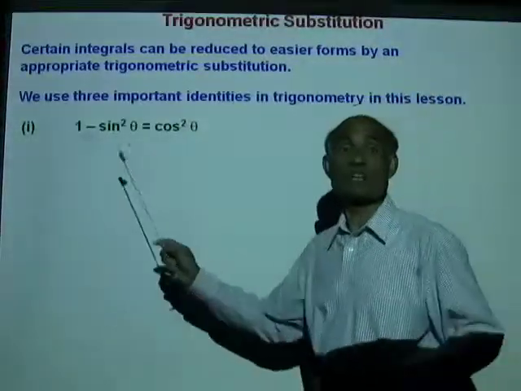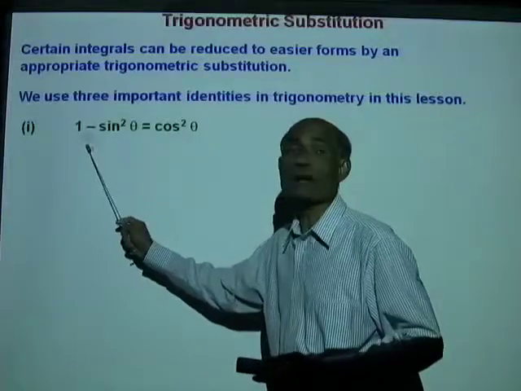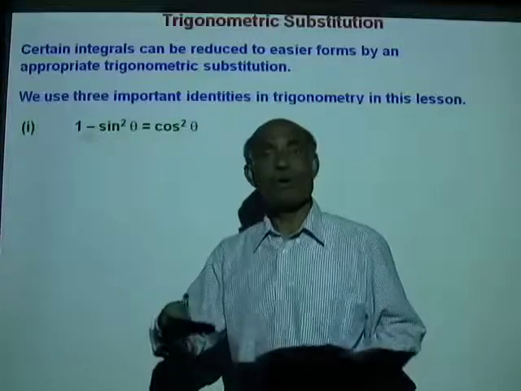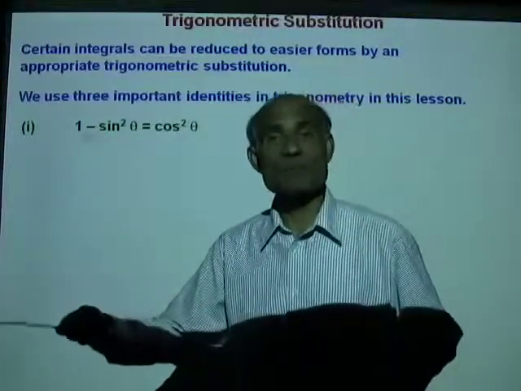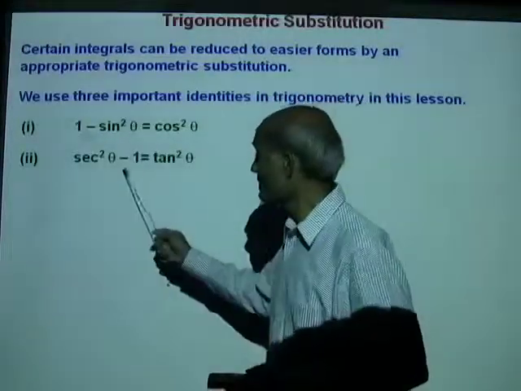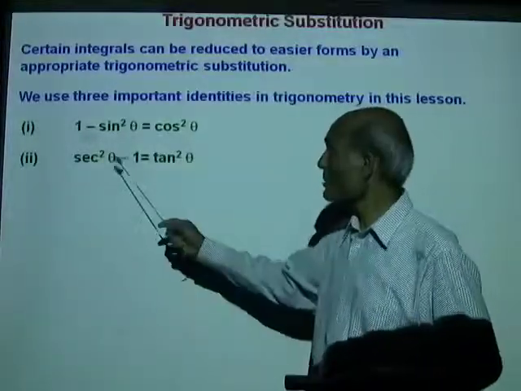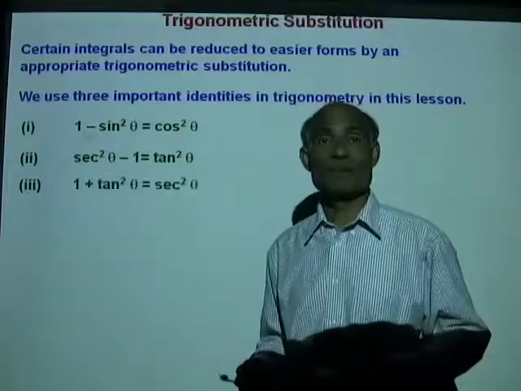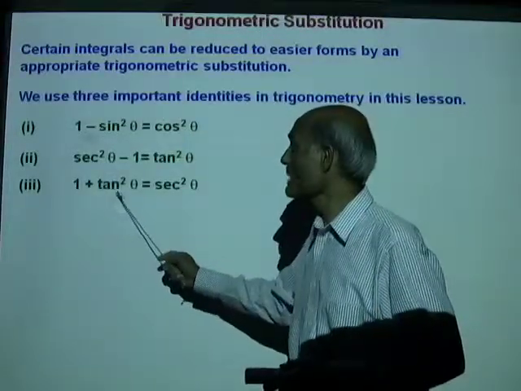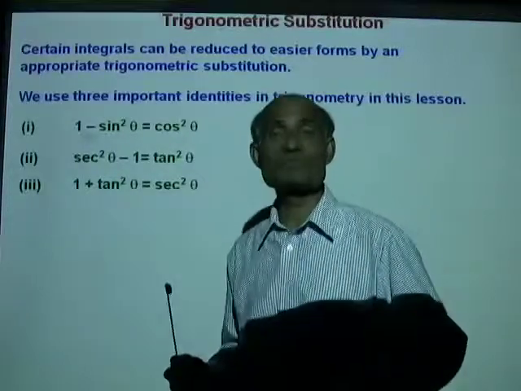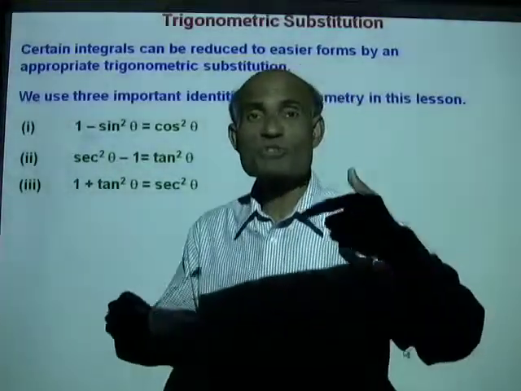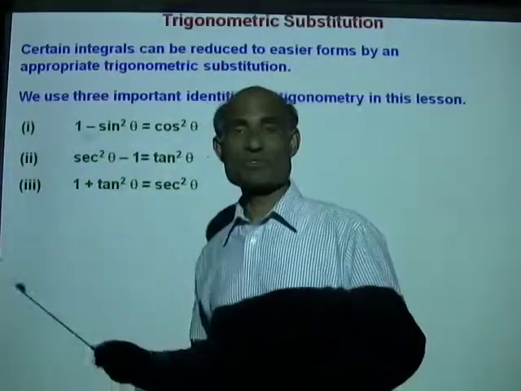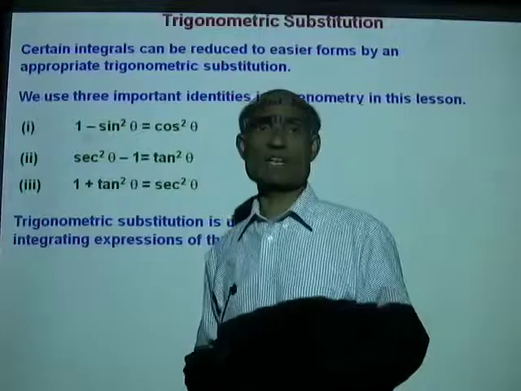One such trigonometric identity is 1 minus sine squared theta equal to cos squared theta, or cos squared theta equal to 1 minus sine squared theta. The second one is secant squared theta minus 1 equal to tan squared theta. And the third one is 1 plus tan squared theta equal to secant squared theta. You must be able to use these three identities in doing our substitution, so you must be very thorough with these.